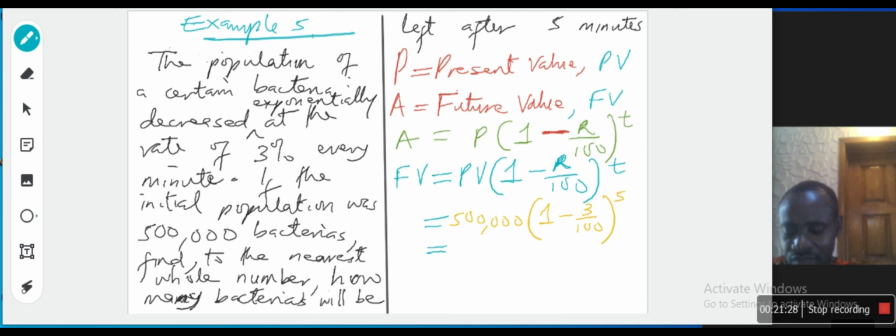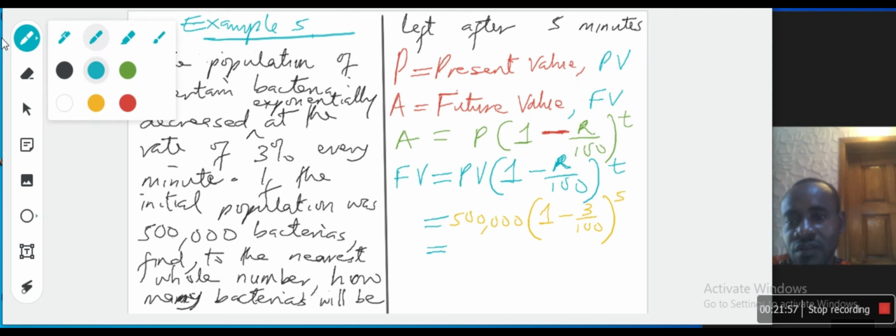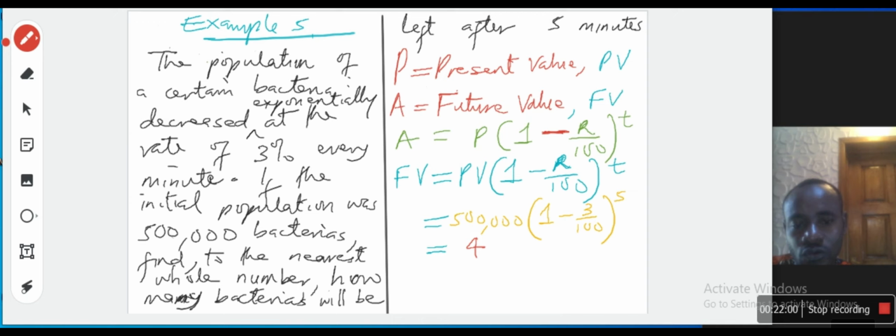500,000, open a bracket, 1 minus 3 over 100, raised to power 5. 429,367. You sure? So it was a long one. 429,367, because it's to the nearest whole number.